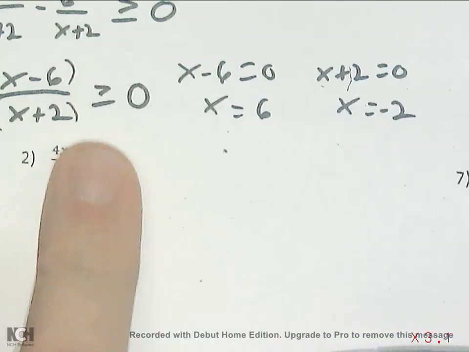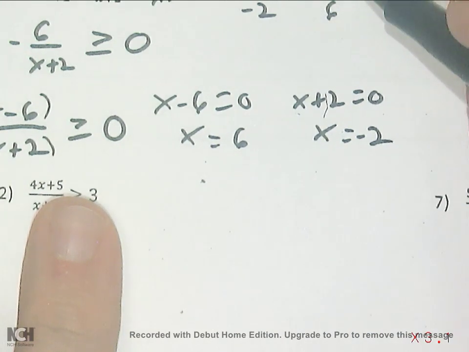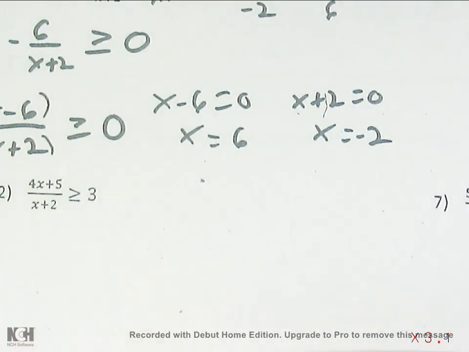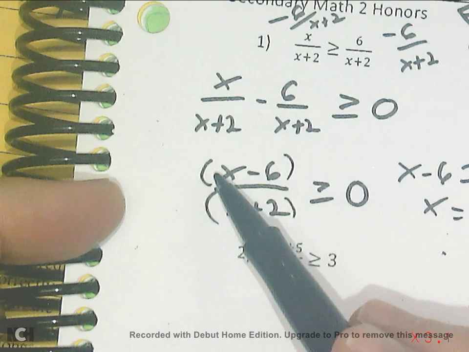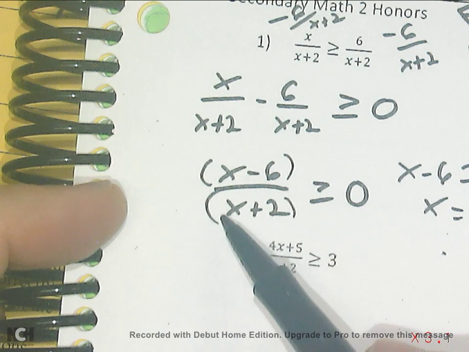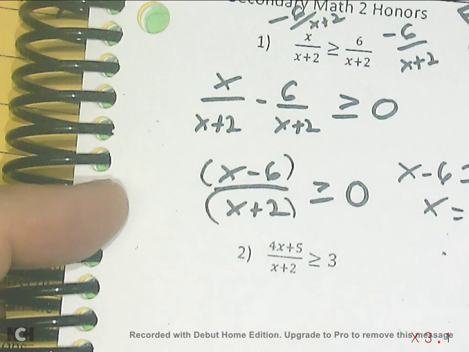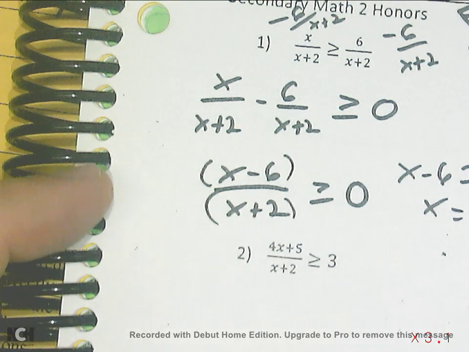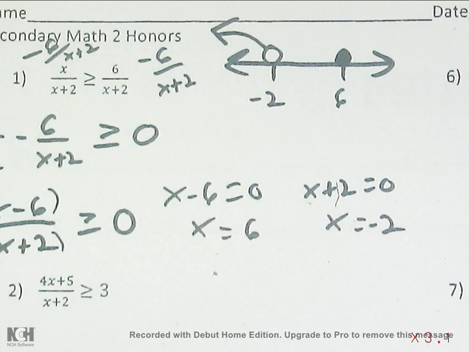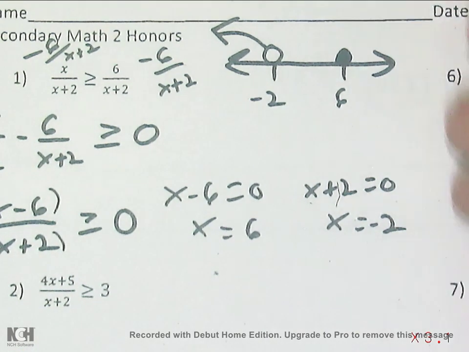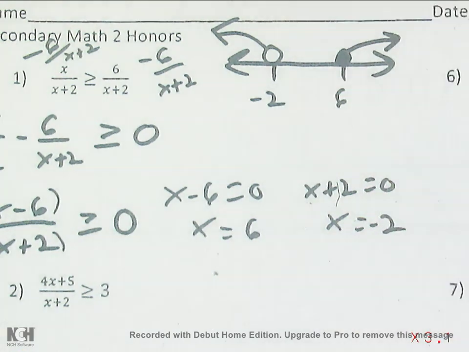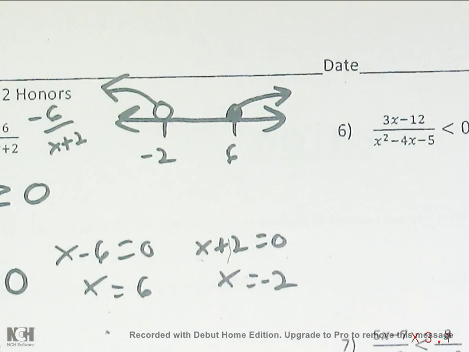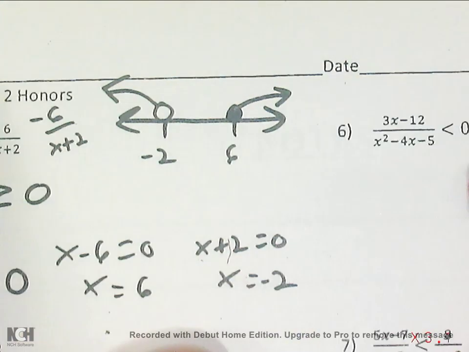And then I plug in something at 6 or greater. So if I plug in 7, 7 minus 6 is 1. 7 plus 2 is 9. 1 divided by 9 is 0.1 repeating. So that is, in fact, greater than or equal to 0, so that would also work. So these are my intervals that work.